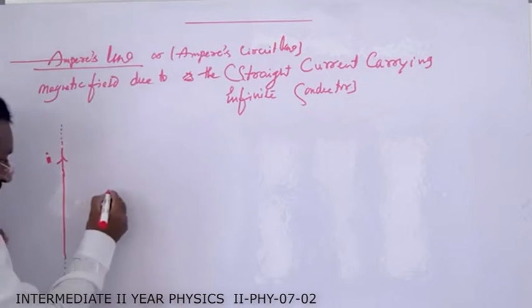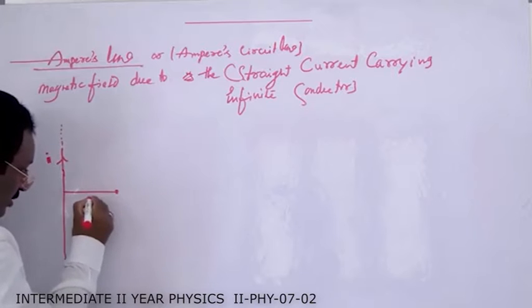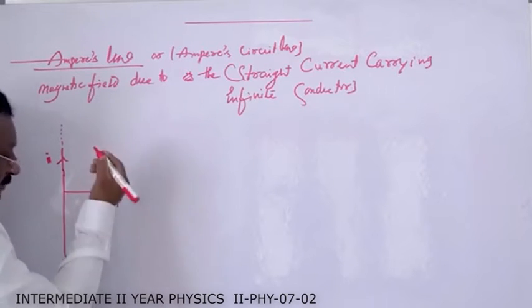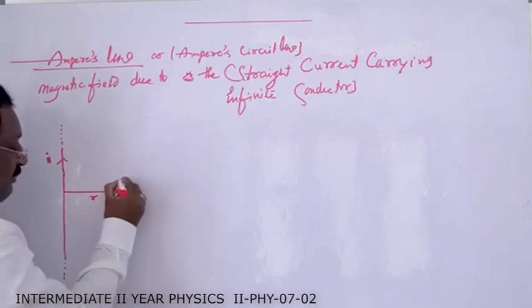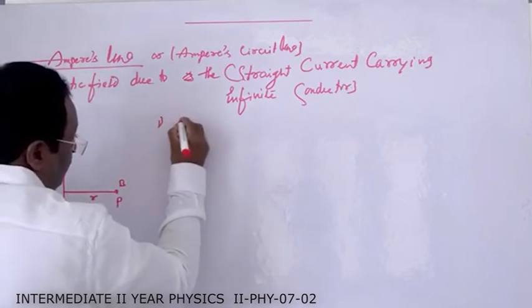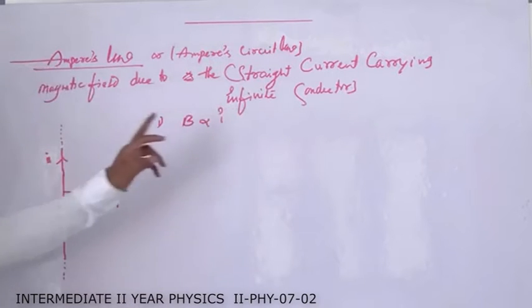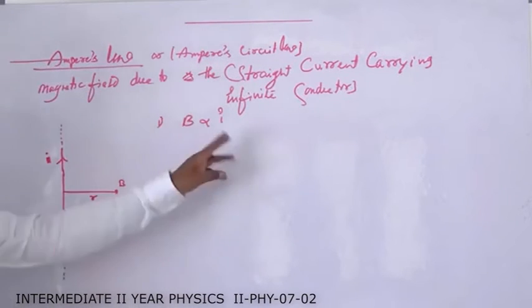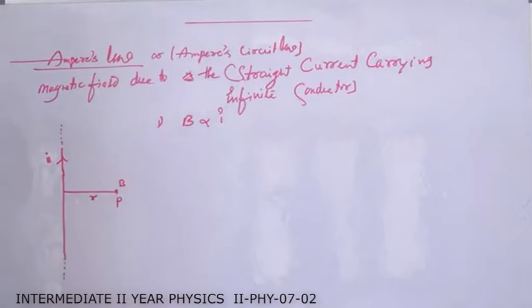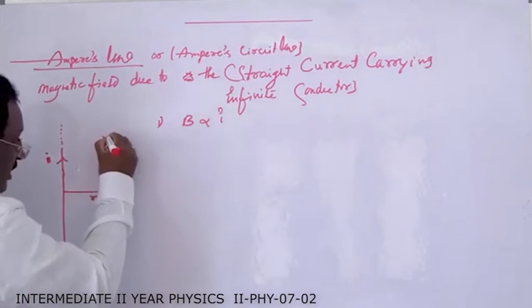So you choose one point near this conductor, at some distance, let us consider a point P. At this point, the magnetic field B is directly proportional to the current I. If I increases, B also increases. If I decreases, B also decreases. For example, due to this current, around this conductor, the magnetic field is, let us say, 100 Tesla. Just imagine.